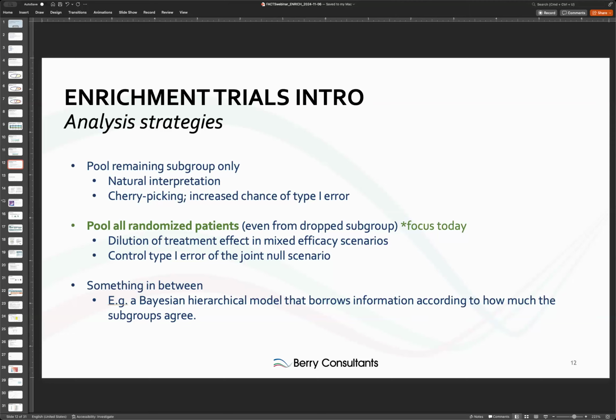Okay, thanks, Nick. So there are other approaches to analyzing enrichment trials. You could do something in between the two options that I just talked about. For example, you could use a Bayesian hierarchical model that borrows information from the responding and non-responding subgroups, according to how much the subgroups agree. So this would be something we refer to as dynamic borrowing.